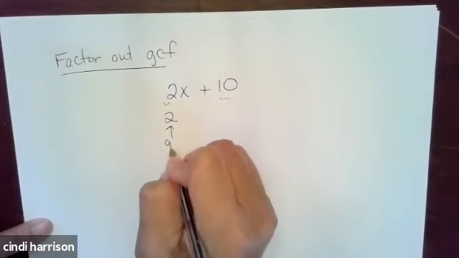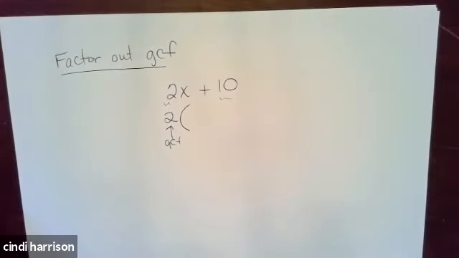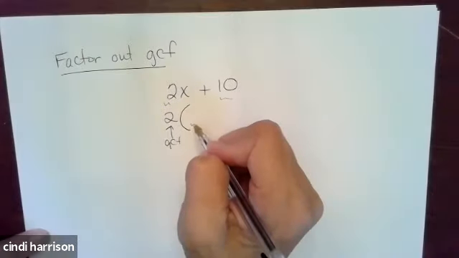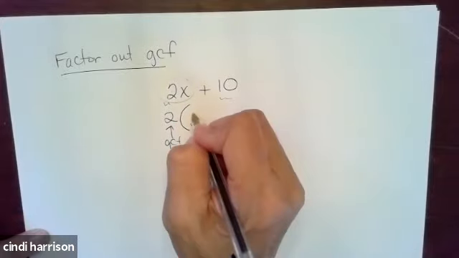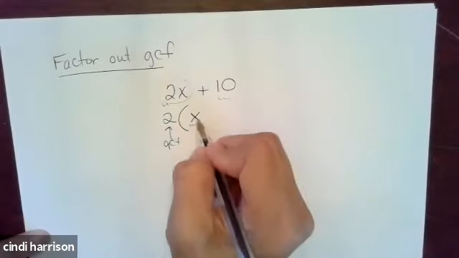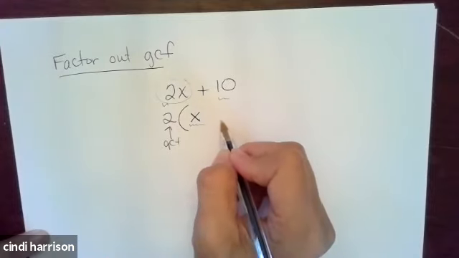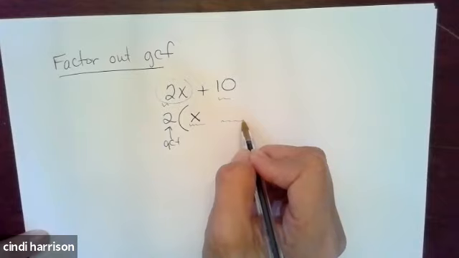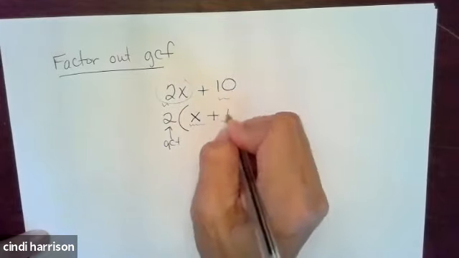So you start with the GCF. Now I'm going to open a parenthesis, and we're going to do the distributive property backwards. So in other words, 2 times what would equal 2x? And of course that needs to be x. So 2 times x is 2x. Now 2 times what do I need to write here so that when I multiply it by 2, I get 10? And that would be a positive 5.